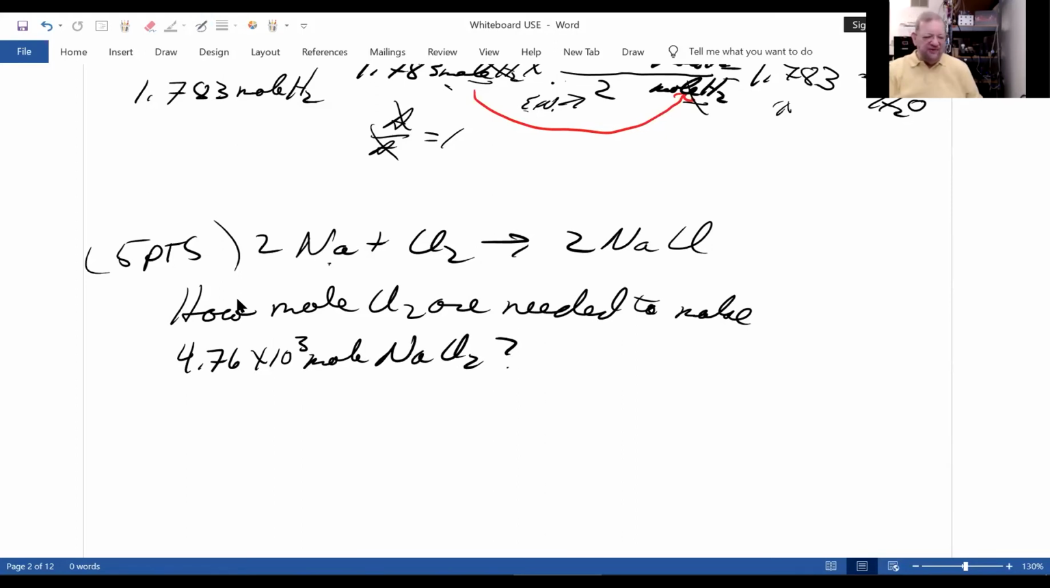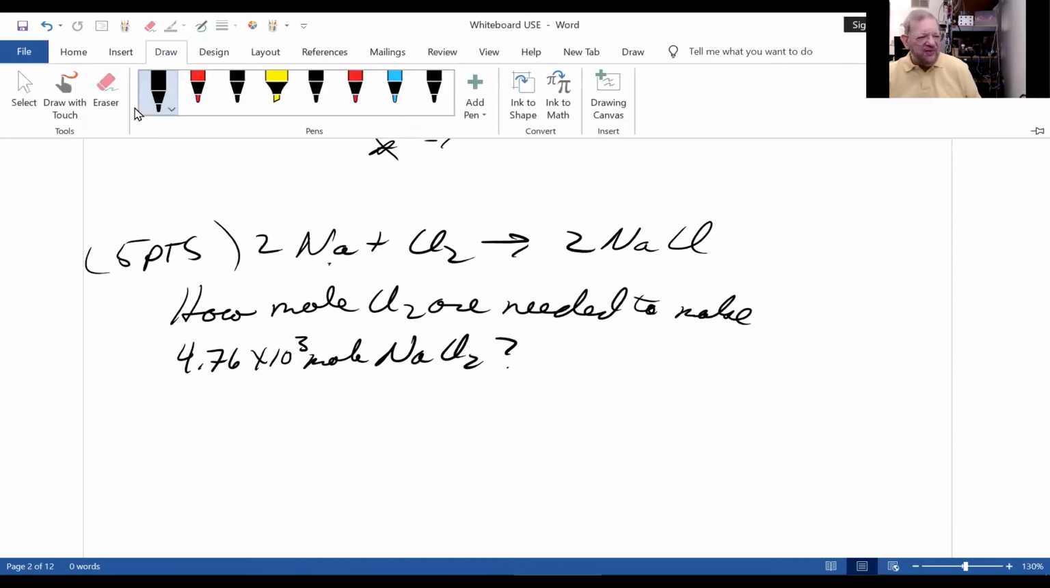And why don't you try this one for our fun and enjoyment on this beautiful sunny morning? And I'll read it so you know what I wrote, decode it. How many moles chlorine, Cl2, are needed to make 4.76 times 10 to the third moles of sodium chloride? Where'd that extra 2 come in? Oh no, the dreaded 2 virus got me.